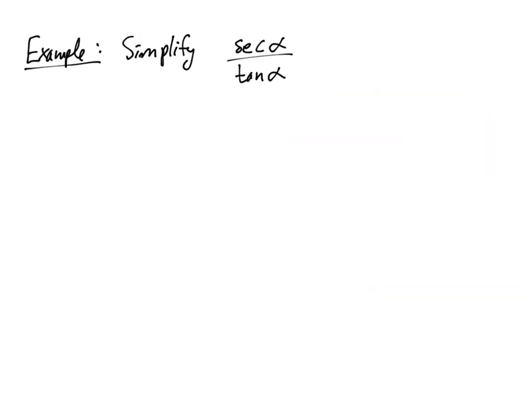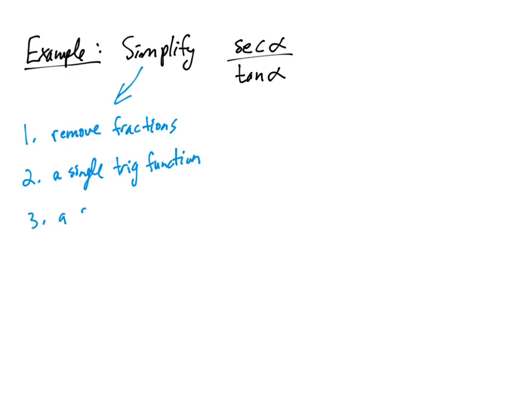All right, in this example, it wants us to simplify the expression secant of alpha divided by tangent of alpha. So when we say simplify, what we want to do is remove fractions, if possible. Sometimes we'll be able to, sometimes we won't. We want to have just a single trig function. So in this expression, we have secant of alpha and tangent of alpha, so we have 2 different trig functions. So we want a single trig function.